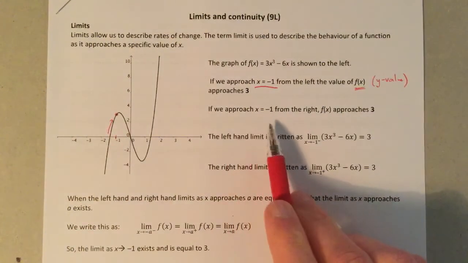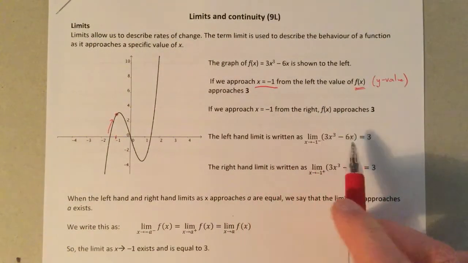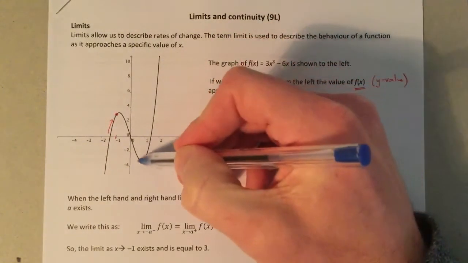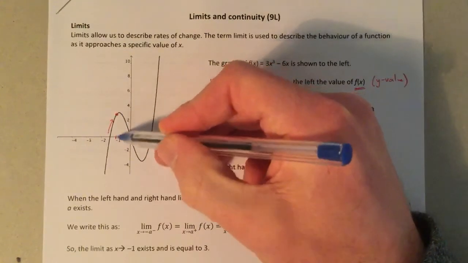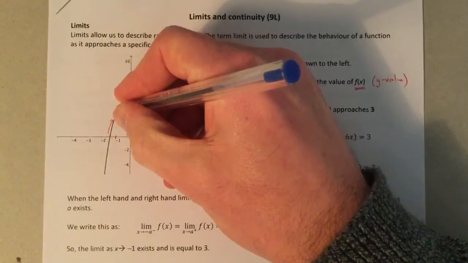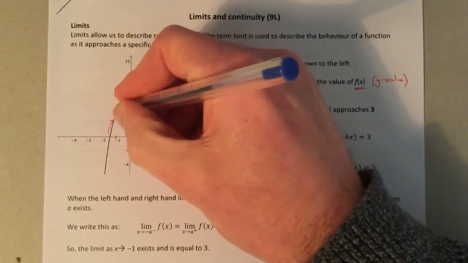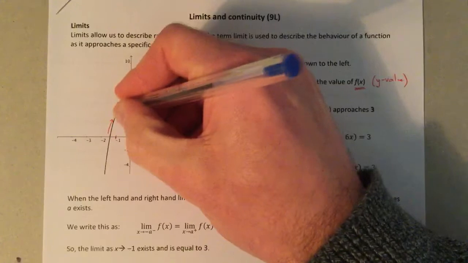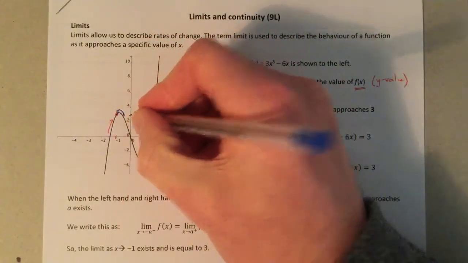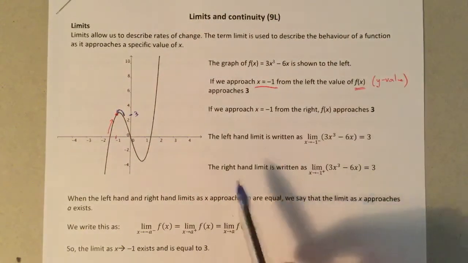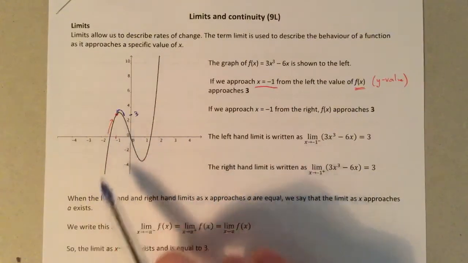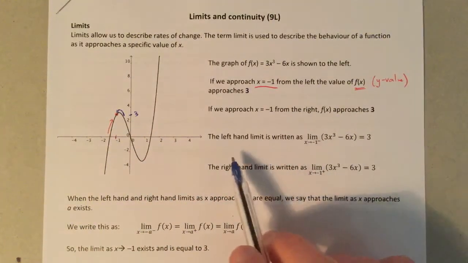If we approach x equals negative 1 from the right, f of x also approaches 3. So in other words, if we're coming from the right-hand side of this graph and we come down here, then back up, as we're getting closer and closer to x equals negative 1, our function is also, from the other direction, approaching a y value of 3. And we can think of this intuitively just by thinking about going along the graph like we just did. But we can also write this using notation.